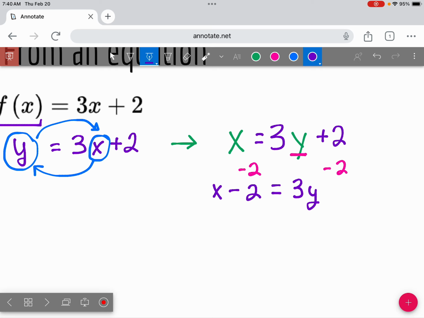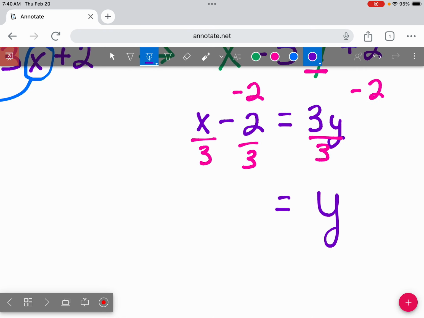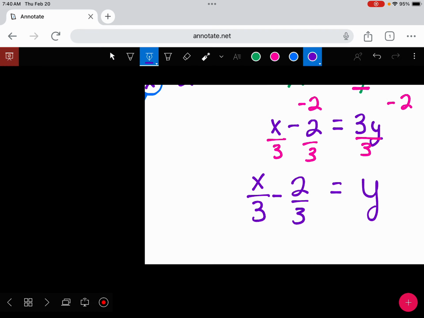Again, big wall. What do I do to get y by itself? Divide by 3. Divide everything by 3. This guy divides by 3. This guy divides by 3. This guy divides by 3. I'm also okay if you take the x minus 2 and do it over one big 3. When we do that, we get just y on this side. And we have x over 3 minus 2/3, which is unpleasant, but a thing.